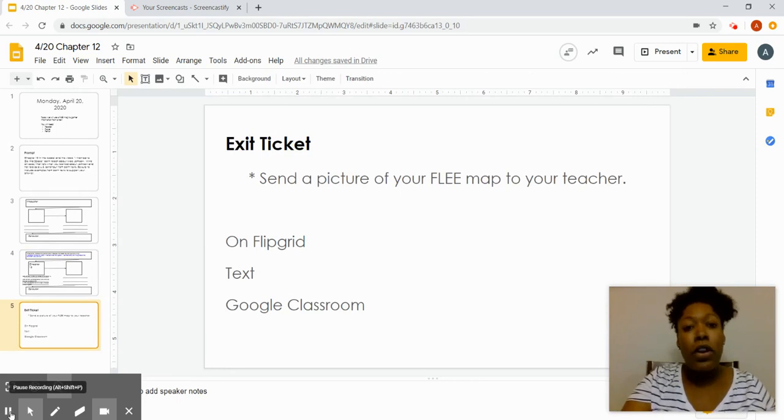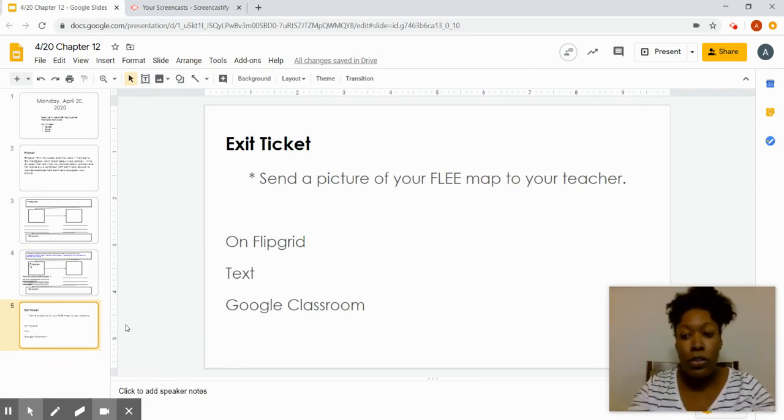So today for your exit ticket, you're going to take a picture of your flea map that you just did with your introduction and chapter 12. Remember, today we only focused on chapter 12. So you need to have your introduction and chapter 12 finished for today. So you need to send a picture of your flea map to your teacher. You can either text it to them, put it on Flipgrid, or some people have uploaded it to Google Classroom, which is okay too.